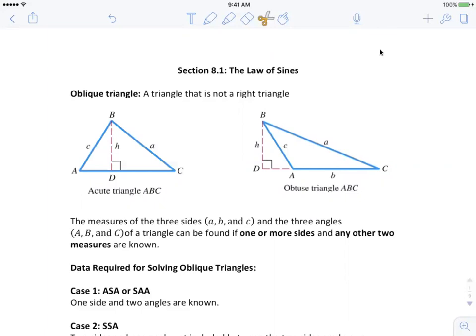We've made it to chapter 8. This is 8.1 on what's called the law of sines. What that deals with is solving oblique triangles, or triangles that do not have a right angle in them.